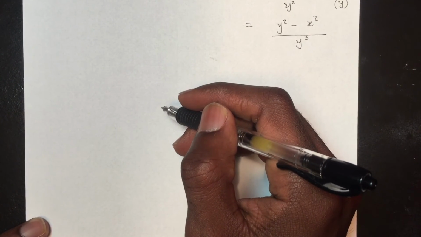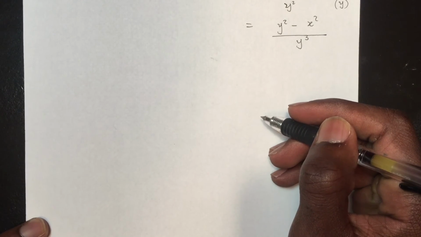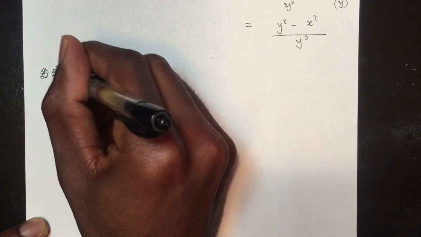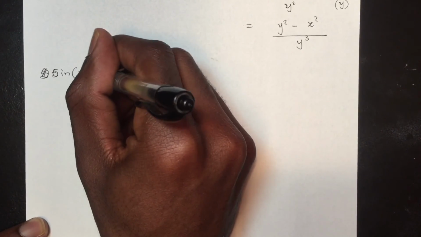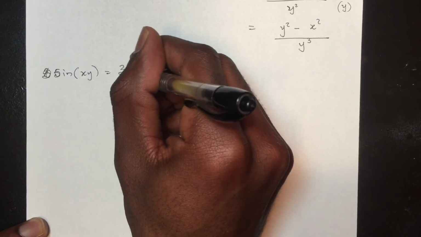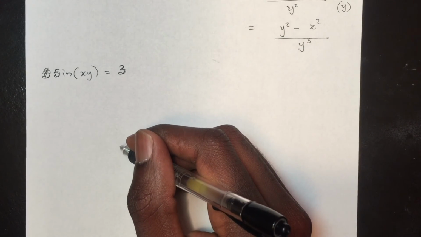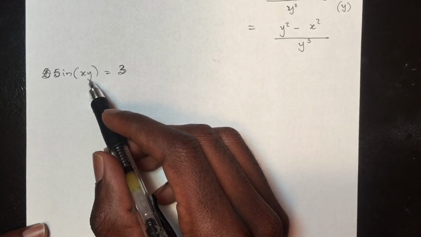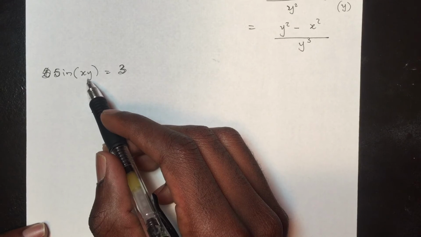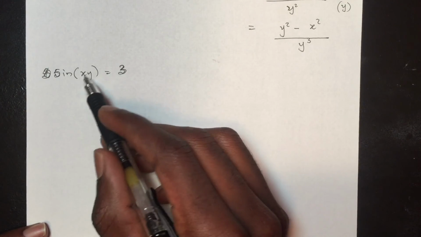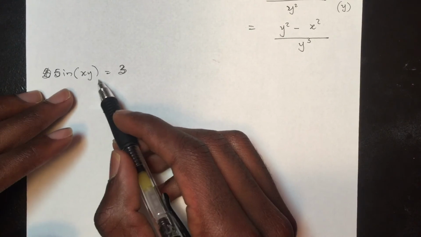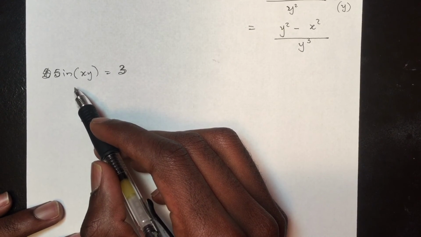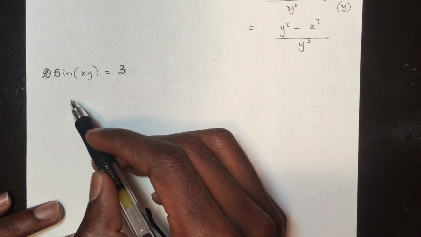So the final problem we're going to solve is sine of xy equals 3. And this is probably going to be the hardest of all the problems we've solved so far, because you have an implicit form inside of the sine. In this case, we're going to have to use the chain rule and the product rule.